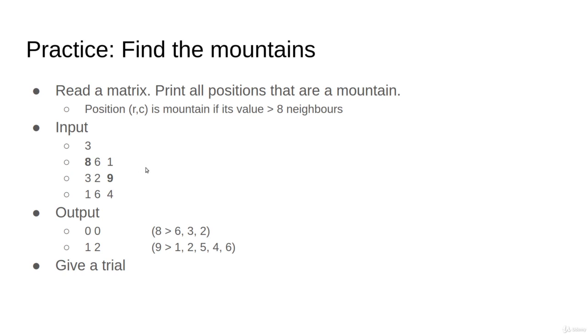And then I would like you to print all positions that are a mountain. The mountain is defined as following. It is a position that is bigger than all of its 8 neighbors. For example, in this matrix here, we notice that the 8 doesn't have 8 neighbors, but has 6 and 2 and 3, and it's bigger than all of them. So 0, 0 is one of the outputs. 9 on the other side also is bigger than the 1 and 6 and 2 and 6 and 4, so it's also a mountain. The 6 here is less than the 9, so it is an invalid mountain. Give a trial to code that and make use of the 8 neighbors code that we learned before.